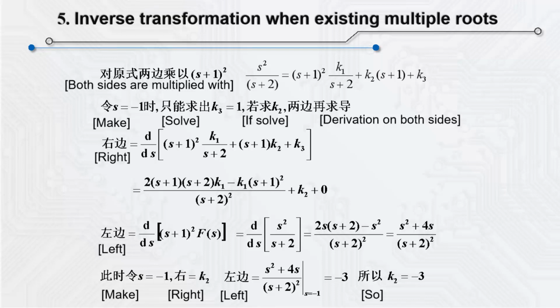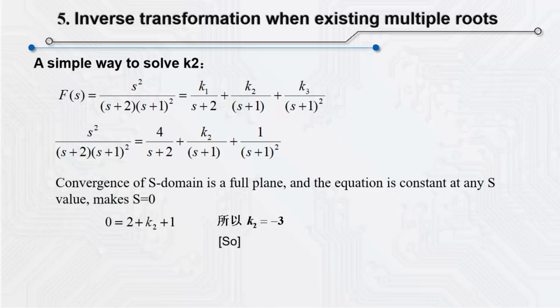This approach requires a certain degree of complexity. Next, we will introduce a simpler solution for k2. According to the previous formula, we've solved k1 equals 4, k3 equals 1.